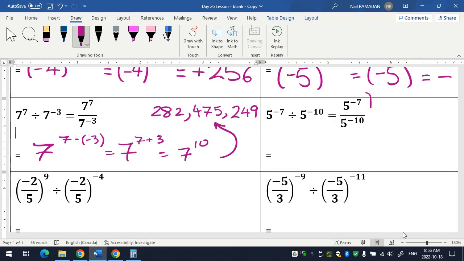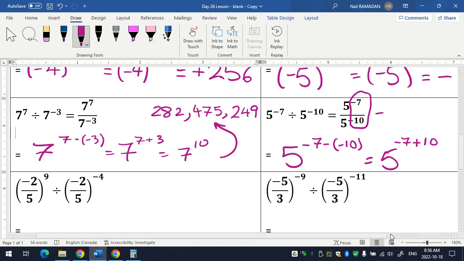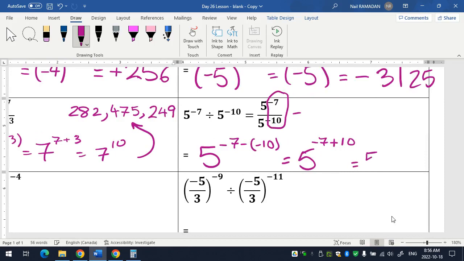Okay, next one. Same thing. Ooh, what's the problem here? Well, not a problem, just a different thing. We have two negatives, but still, is one of them going to turn into a positive? Yes, because one of them is located at the bottom. 100%, you're right. So 5 to the minus 7 minus minus 10. Exactly, minus 7 plus 10. What's minus 7 plus 10? 3, because it's like 10 minus 7. So that's actually going to be a very small 3, which is 5 times 5 times 5 is 125.